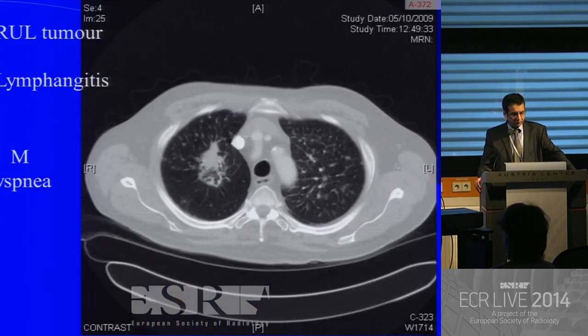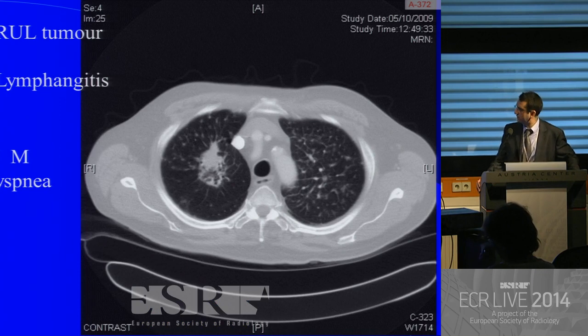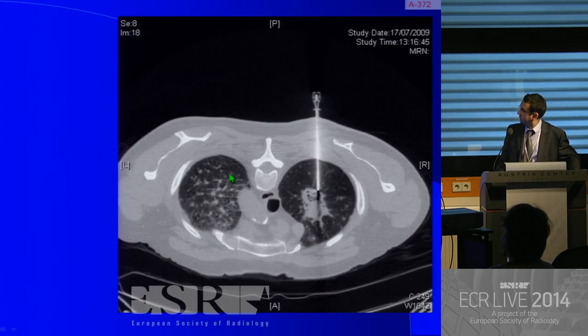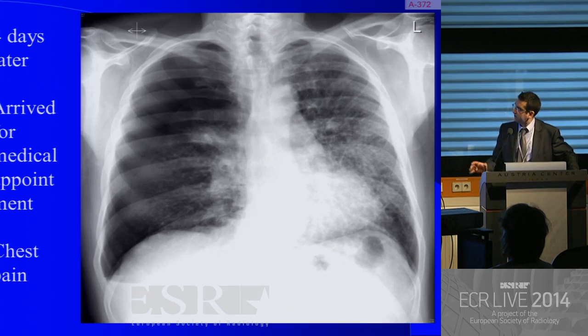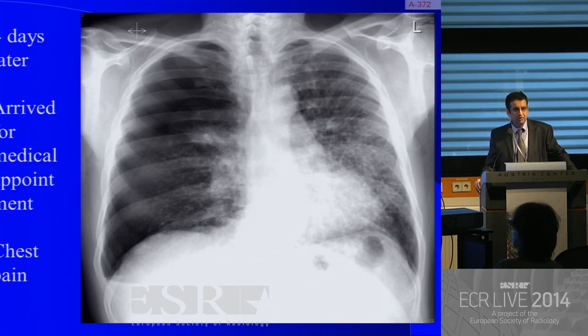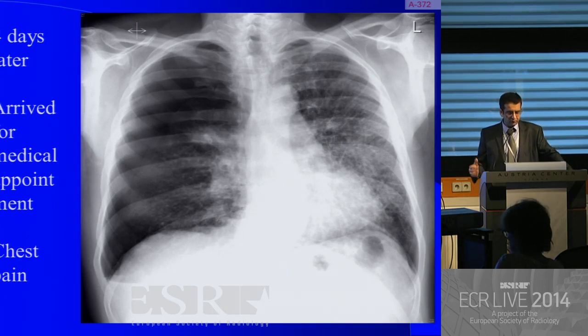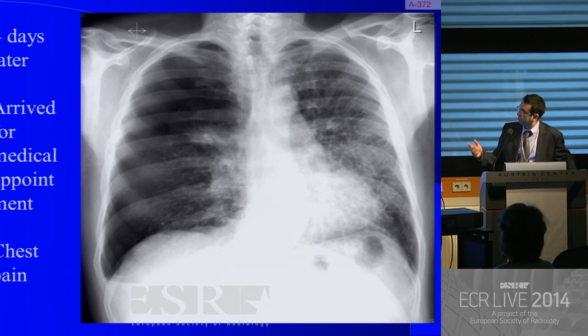This is another patient with a right upper lobe tumor with lymphangitis or a suspicious tumor, 65-year-old with dyspnea. We target this lesion posteriorly from the posterior approach. 4 days later, this patient was fine at the time of the biopsy. The immediate CT did not show pneumothorax at all. He was discharged home. He came just to get his histological results. In the medical outpatients, he described some chest pain. They called me. We said, okay, let's get a chest x-ray. We did a chest x-ray. We found a significant pneumothorax.